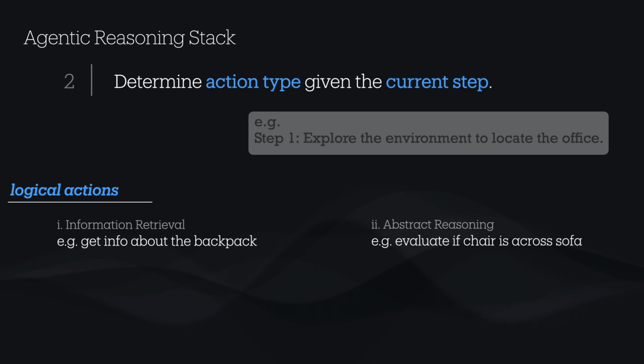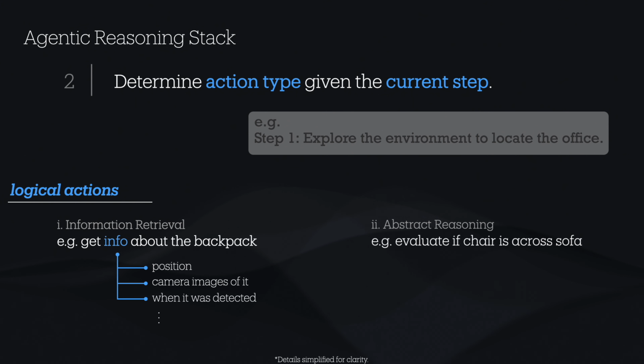So here we have two types of logical actions. The first is what we call information retrieval. So it might be getting information about some backpack in the environment. This information might include things like its position, camera images when we first detected it, when it was detected in time, and so on.